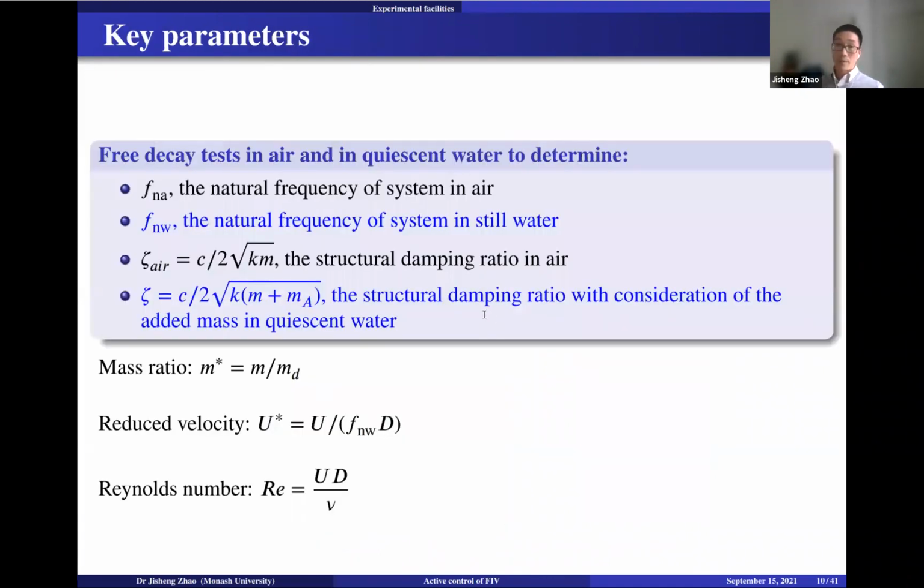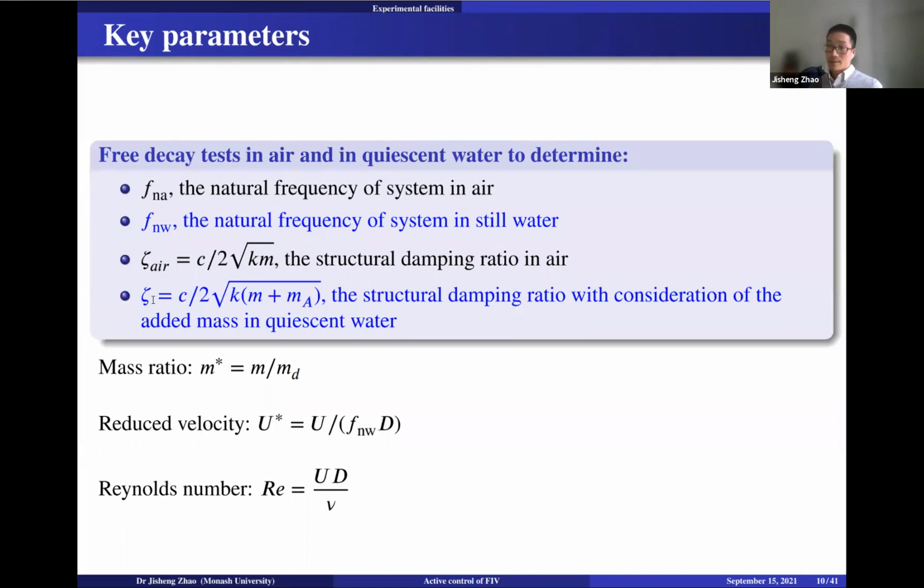All right, some parameters that are important to the system. For example, here we have the natural frequency of the system in still water. And then we have the structural damping in air. We consider this can be approximated as the structural damping in vacuum.